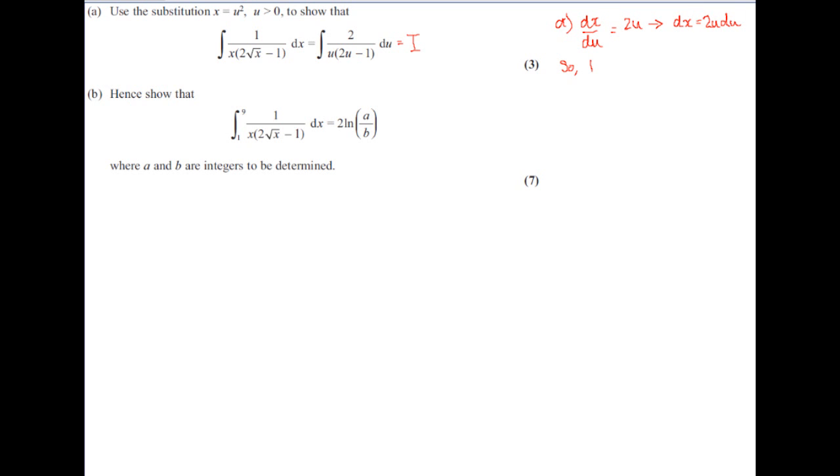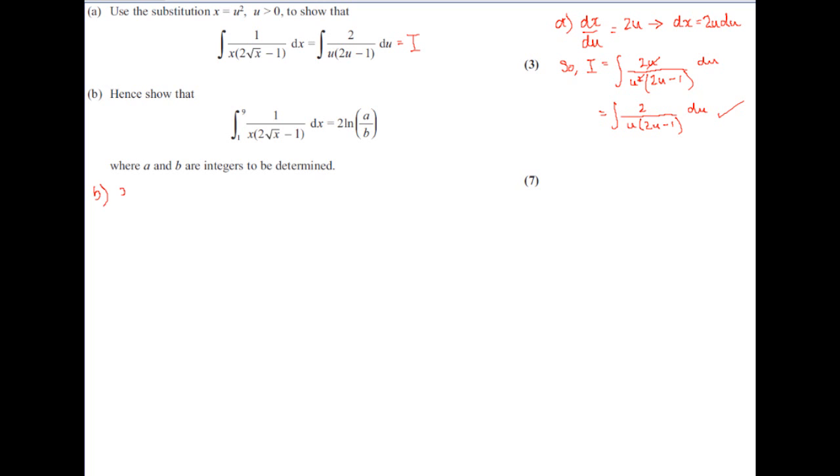And so if we make all the substitutions, we have 2u du on the top, and x is u squared, and 2 root x is 2u, take away 1. U on the top cancels with one of the u's on the bottom, and so we tidy it up and we get the integral is 2 du over u into 2u minus 1 as required. So there's the first 3 marks.